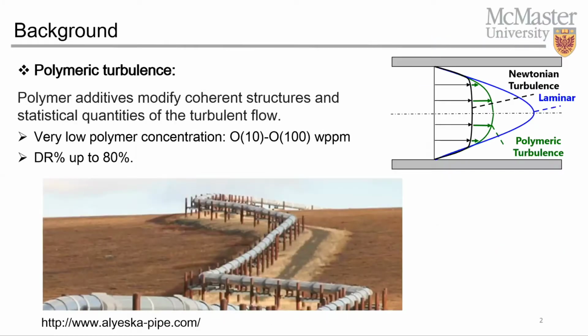So in industry, we usually hope to reduce the friction drag in turbulent flow to enhance the transportation efficiency. One way to achieve this goal is by adding polymers into the turbulent flow. With a small amount of polymer, the flow structure and the statistics can be greatly changed, and we could expect up to 18% of drag reduction in certain cases.